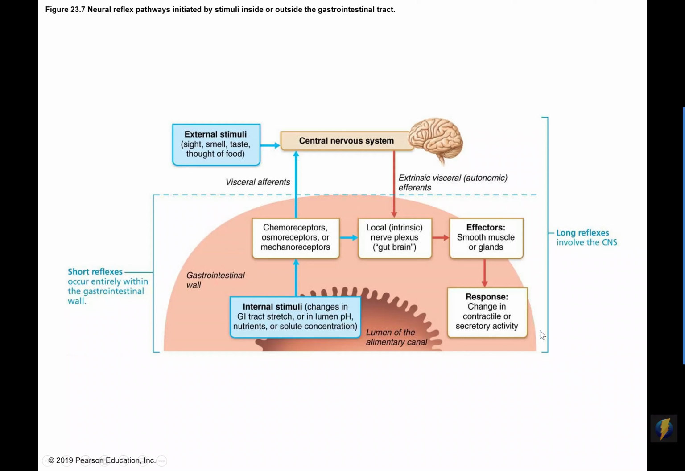And so pretty much all of the digestive system processes follow this reflex arc, where they can be triggered by both internal and external stimuli, regulated by both short reflexes that are entirely encapsulated within the GI tract, or those long reflexes that are going to involve the brain and central nervous system and the autonomic nervous system.